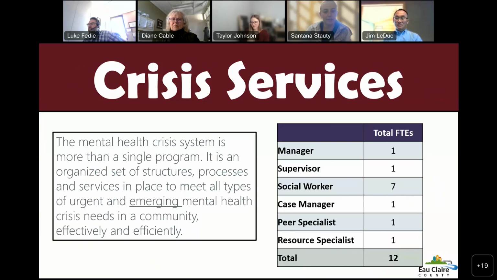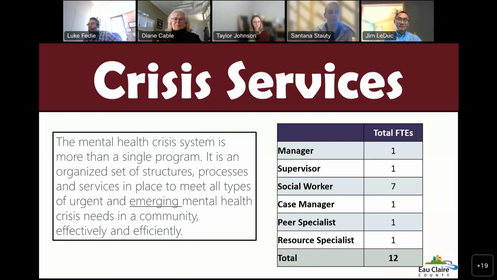So crisis services currently is made up of 12 positions. As you can see, there's a breakdown there. The positions are Jess and myself, and then we currently have 7 social workers on the team, and we'll break down a little bit more what crisis services look like here in the next slide. And then we have 2 current open positions. A case manager and peer specialist is currently open, and then we have a resource specialist that helps with our admin support needs.